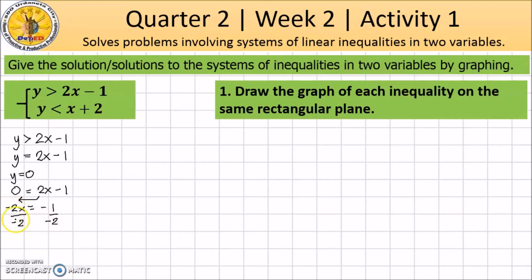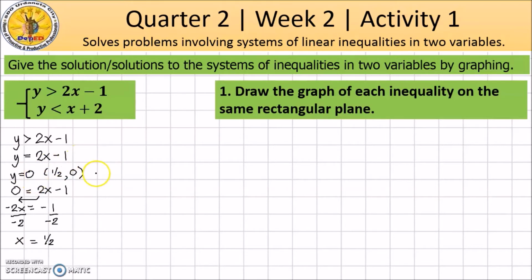Now, negative 2 divided by negative 2 is positive 1. We have x. Automatically, we have 1 here. x is equal to negative 1 divided by negative 2, we have positive 1 half. So our x-intercept here, if we write it in terms of coordinates, we have 1 half for the value of x and 0 for the value of y.